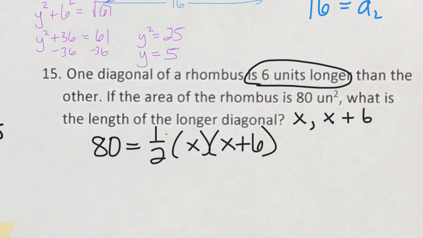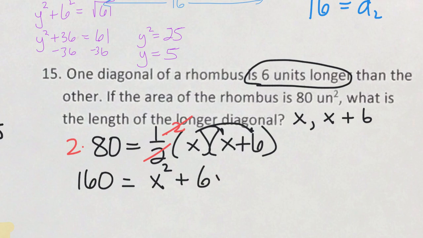Okay. So we multiply by 2 to get rid of the 1/2. I don't want to half x. That's never any fun. So 160 equals, now I have to distribute. X times x is x squared, and x times 6 is 6x. And hopefully you have been able to recognize this as what type of an algebraic problem?